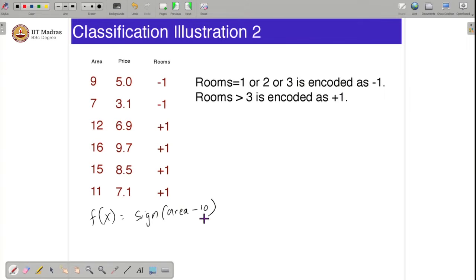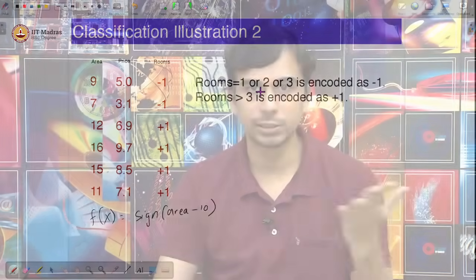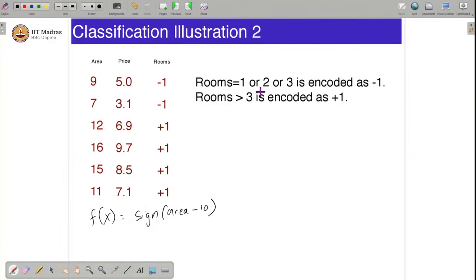So, we are doing an encoding here where we are converting all the rooms which are either 1 or 2 or 3, we will call that minus 1, the label for that is minus 1, and all houses where the number of rooms is greater than 3 we will call plus 1, because we are only interested in predicting whether the number of rooms is greater than 3 or less than or equal to 3. We are not interested in anything else. You could do it the other way around also, it is equivalent.